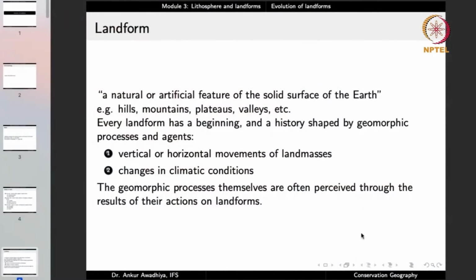Now you did not know about wind and water beforehand, but by looking at the structure, by looking at the features on the landform, you can make a deduction that okay, it was degraded by such and such agent. So the geomorphic processes are often perceived through the results of their actions on different landforms.